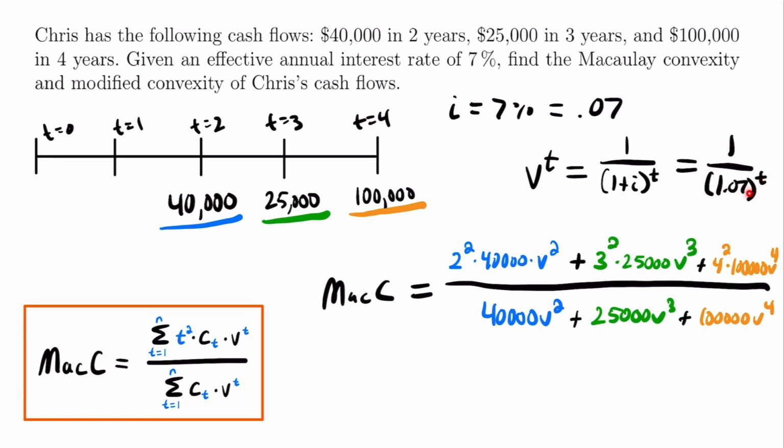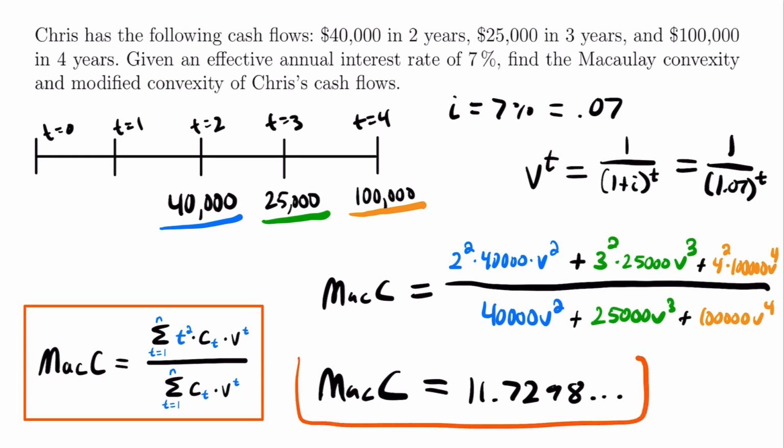All right, so if you use this for each of those present value factors and plug all this into your calculator, you will find that the Macaulay convexity is equal to 11.7298 and some more decimals. So that is the first part of this example. We wanted to find the Macaulay convexity and the modified convexity. So now we need to work on the modified convexity next.